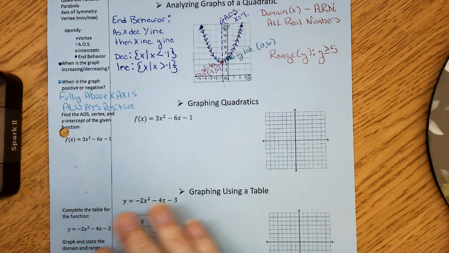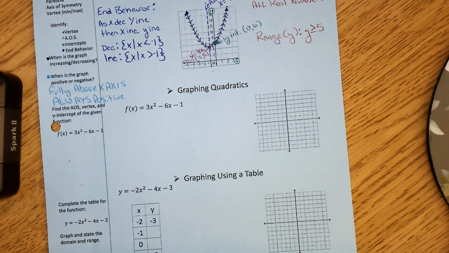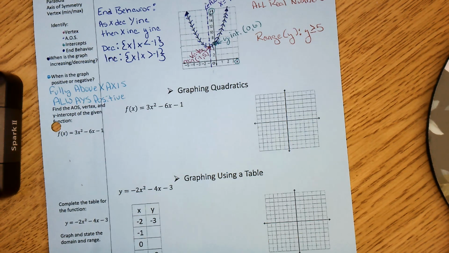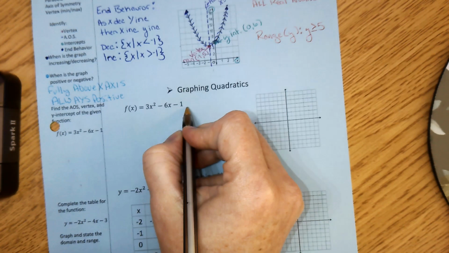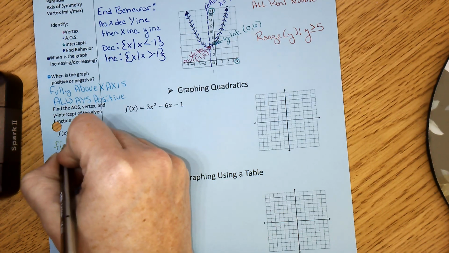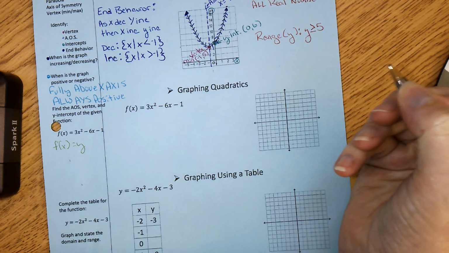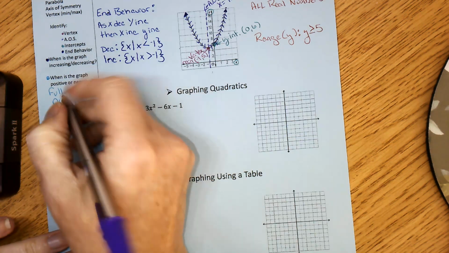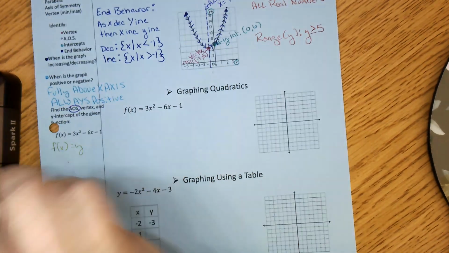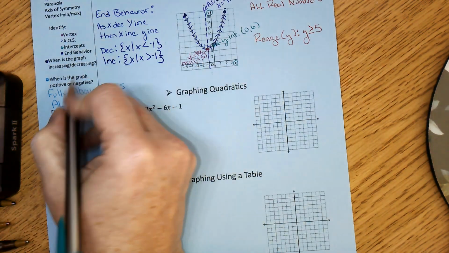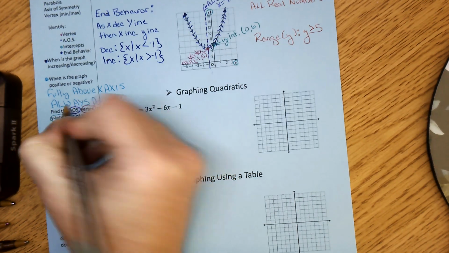Okay, so a couple of things we know just by looking at our equation itself, and remember f of x just means a function of x, that's just another way of saying y. All right, so it is going to be asking us for the axis of symmetry. We are also going to find the vertex. We are also going to find the y-intercept. All right, so it asks for those three things.